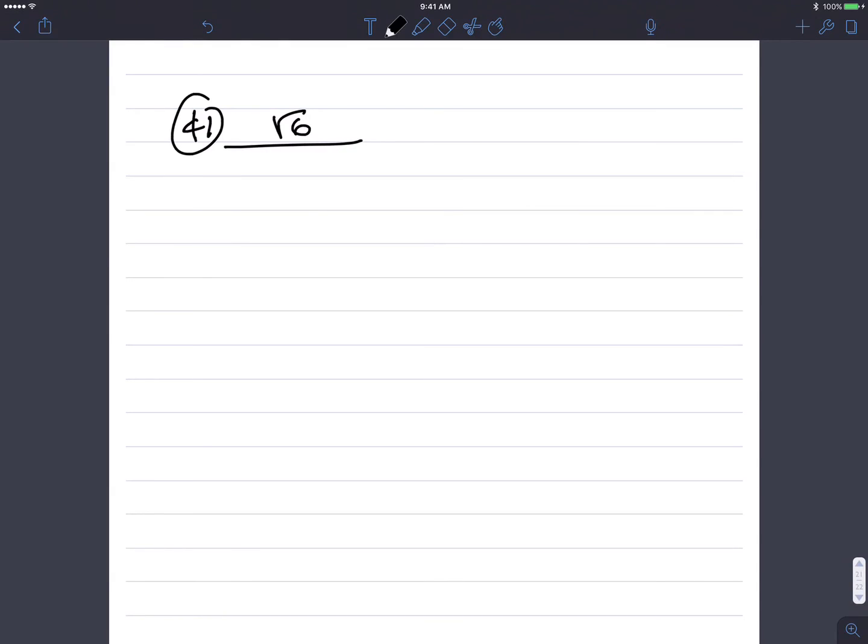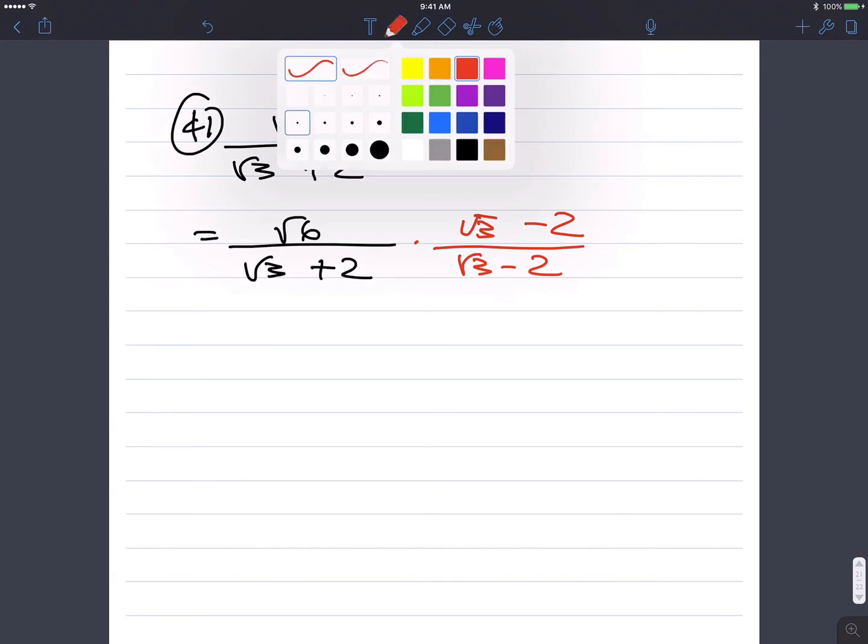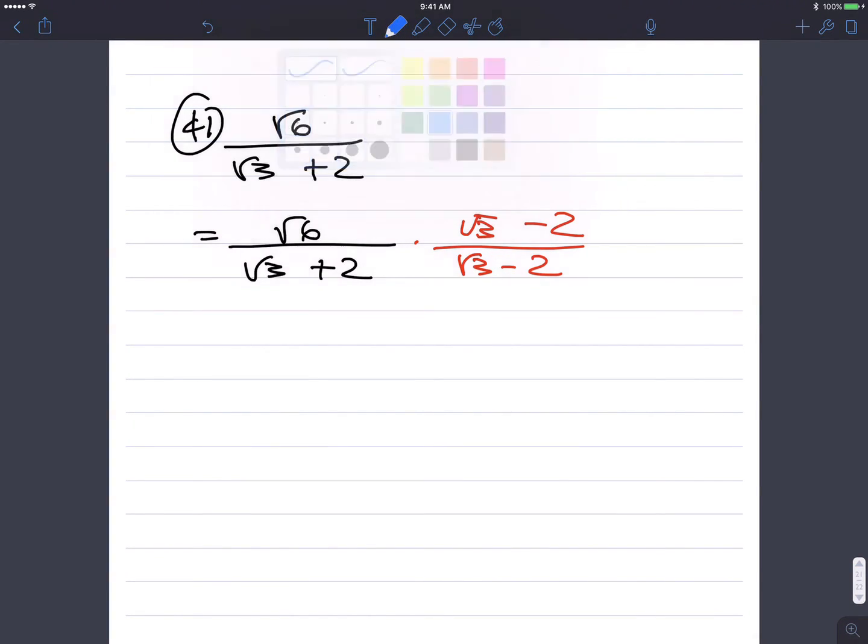Square root of 6 over square root of 3 plus 2. You're going to multiply by the conjugate, square root of 3 minus 2. Notice what's going on here: plus, minus. These are conjugates.